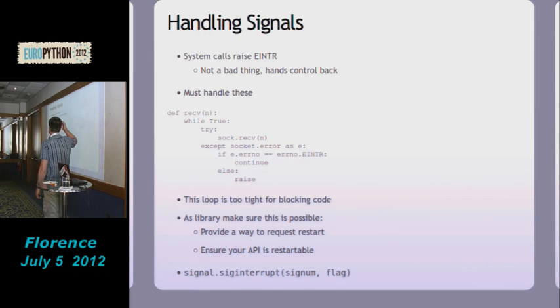In blocking code, be careful that you don't get your signal, want to get out of the application, and then just restart it again and get blocked again. And as a library, you need to be slightly aware of that as well. If you're writing just a simple application, you can use siginterrupt in the signal module. You can say, I don't actually want to be interrupted, so Python will just restart the system calls for you. But that's only if you control the whole application, really.